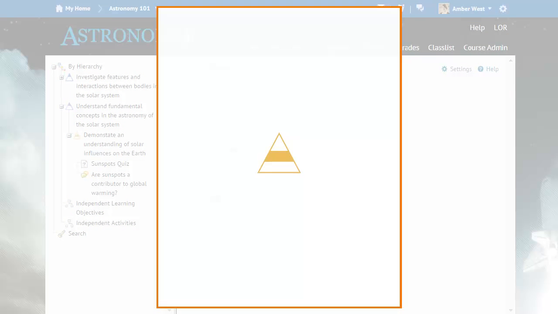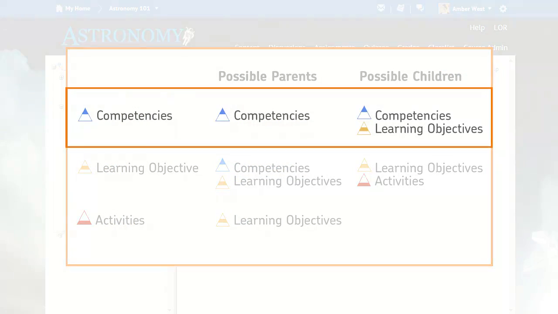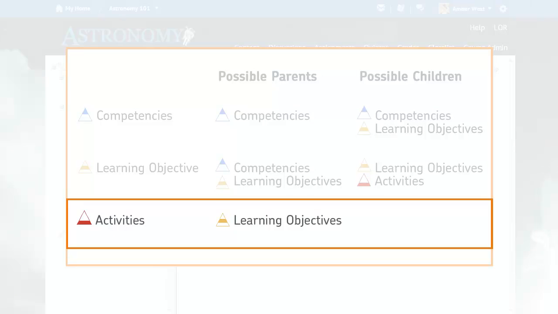A competency structure hierarchy results from parent-child relationships between the structure's elements. Competencies can only have other competencies as parents. They can have both learning objectives and other competencies as children. Learning objectives may have both competencies and other learning objectives as parents, and both learning objectives and activities as children. Activities can only have learning objectives as parents and can't have any elements as children.